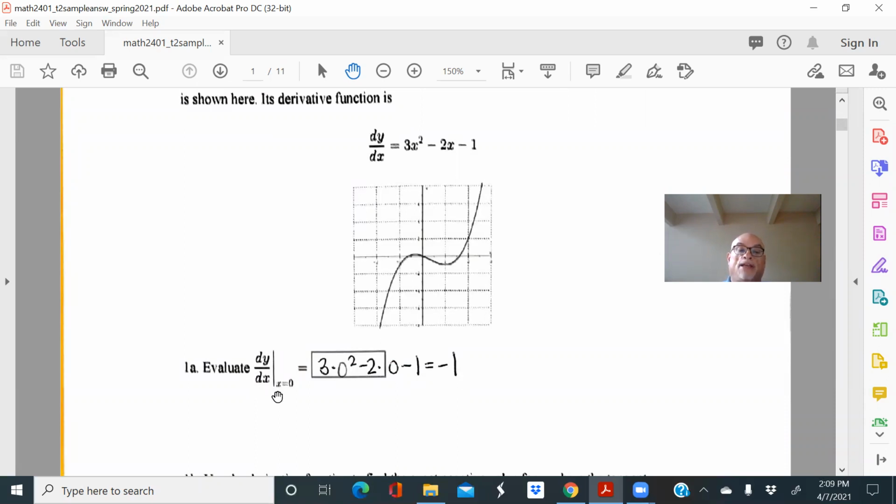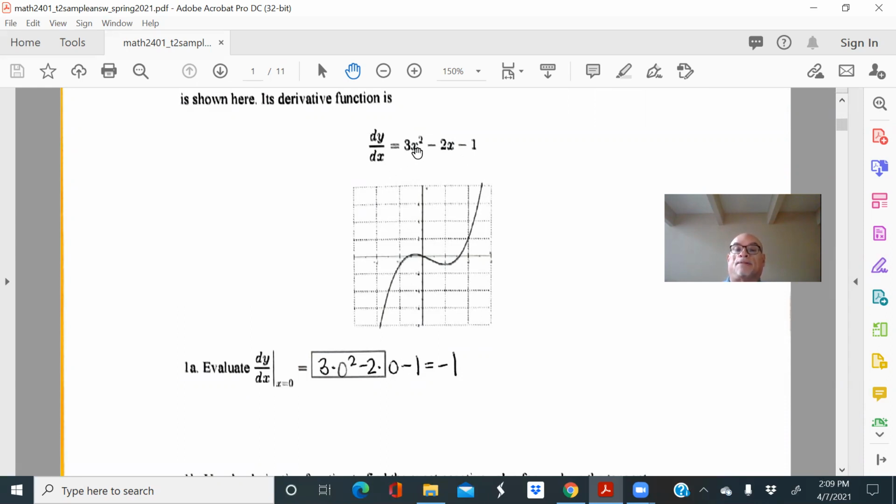First thing we're asked to do is just evaluate the derivative at x equals 0. So again, we're using the old-fashioned notation to indicate evaluating the derivative at a particular input. So this is the notation for evaluating the derivative at x equals 0, right? We draw this vertical bar and then write the x equals 0 here as a subscript. And all that means is we just want to plug 0 in for x in the derivative.